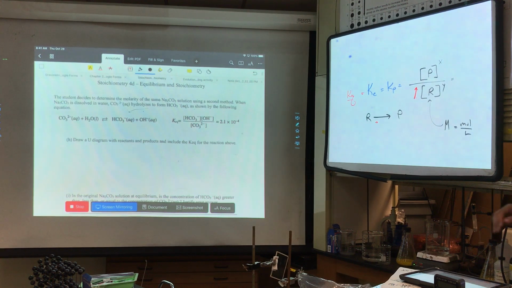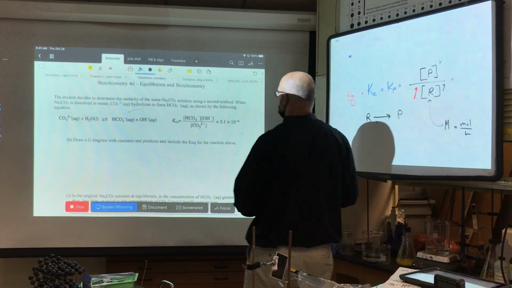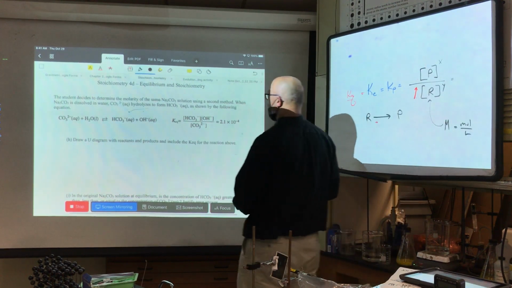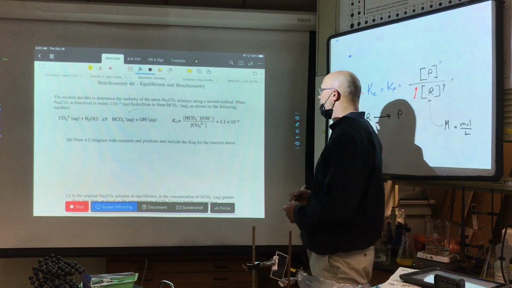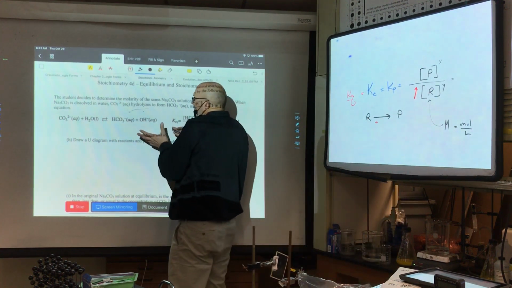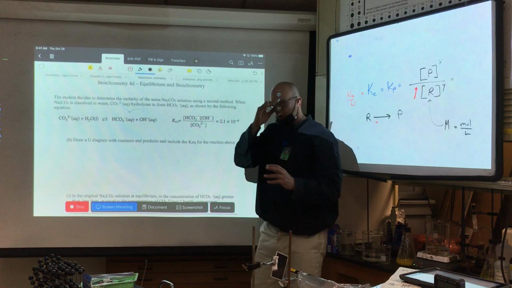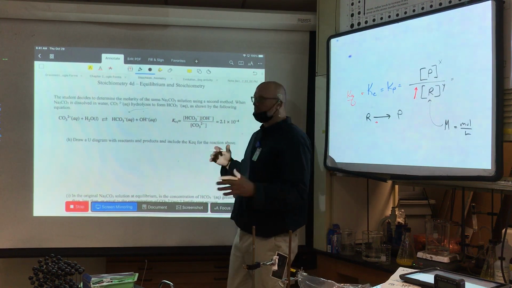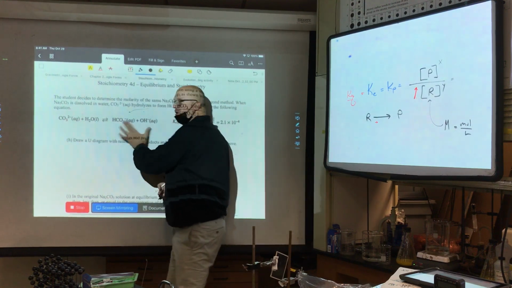Okay. All right. Student decides to determine the molarity of the same sodium carbonate using its second method. When the sodium carbonate is dissolved in water, CO3 negative 2 hydrolyzes to form HCO3 negative as shown below. Who cares? Don't say, I don't understand this. Don't worry about it. We're still early in the process. We haven't done acid-base reactions. It doesn't matter. They're giving it to you.